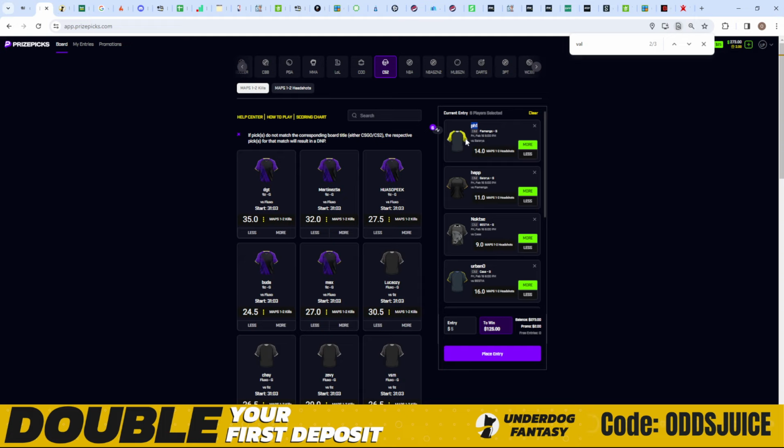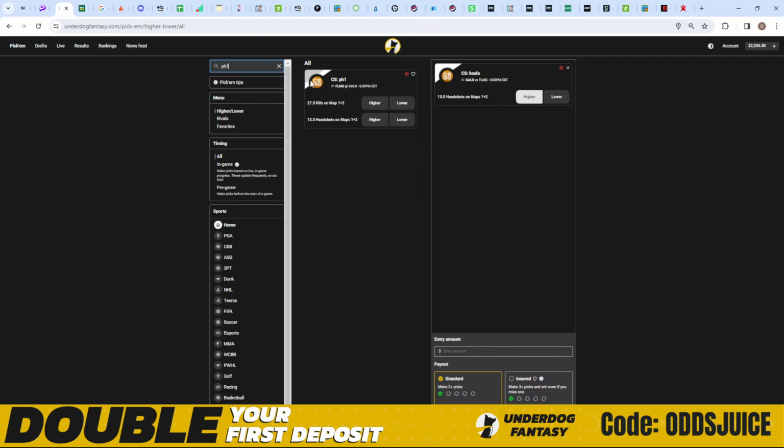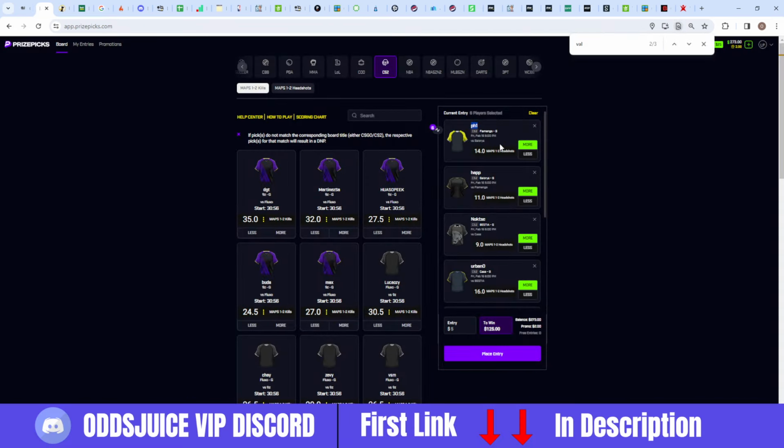Now for the CS2 guys, pretty much the exact same concept. If I grab this guy and throw him on Underdog, he's set at 15.5 headshots. We're getting him at 14. So this is a lot of value we're getting here. 14.0. We're getting 1.5 extra headshots on Price Picks if we're taking his over. That's why we took the over there.